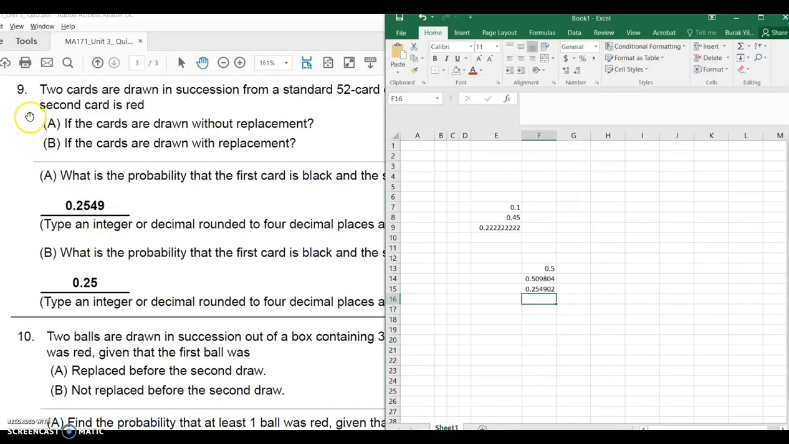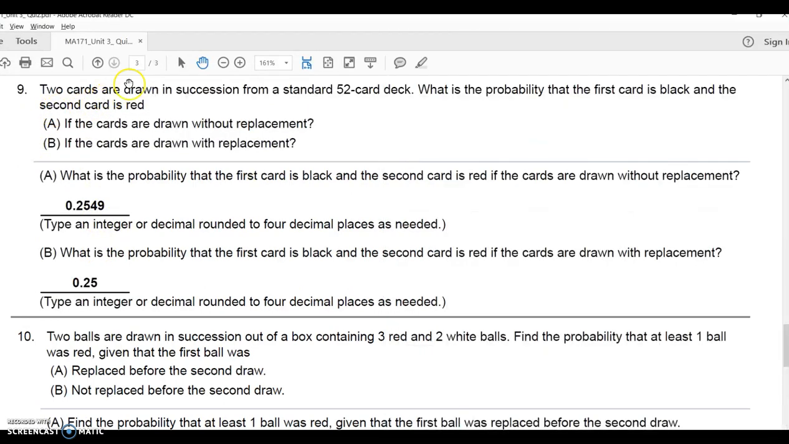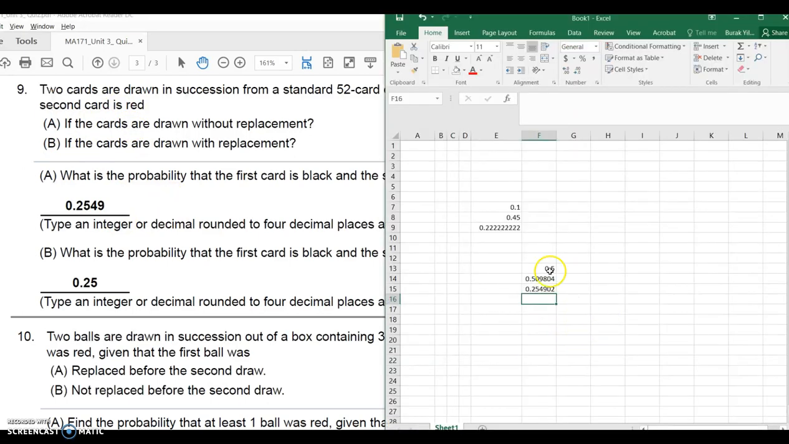Okay, let's look at this number 9. So we're drawing 2 cards from a standard deck. What is the probability that the first card is black and the second card is red? So in part A, we're drawing the cards without replacement. And as you know, in a 52 card deck, half of them are black, half of them are red. So there's 26 red, 26 black.